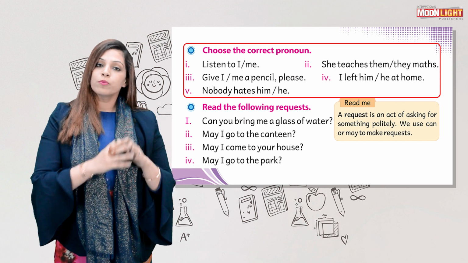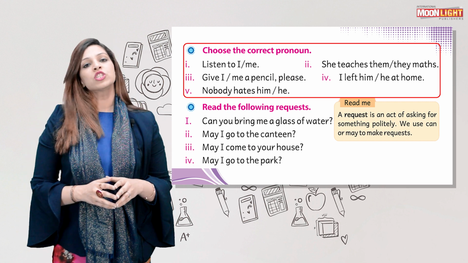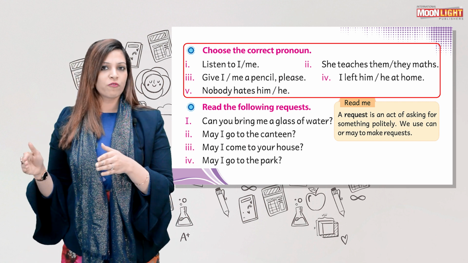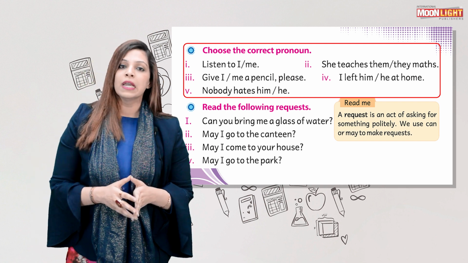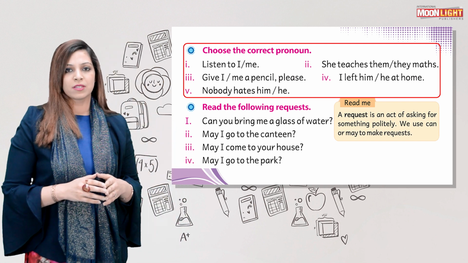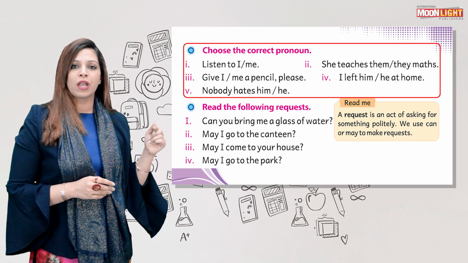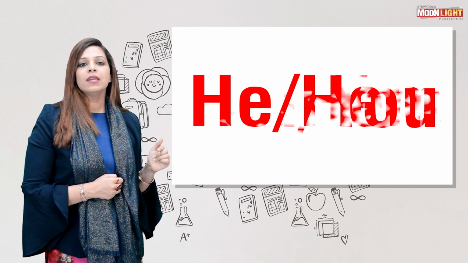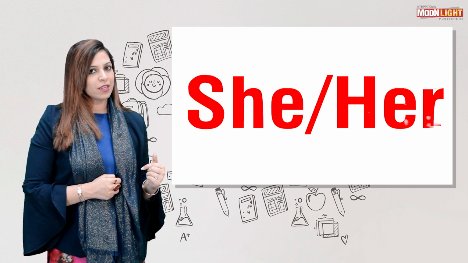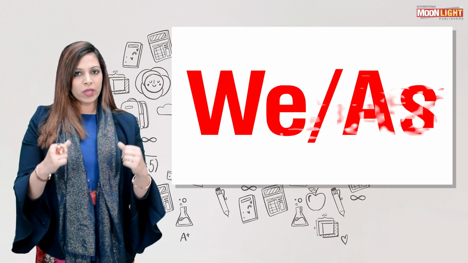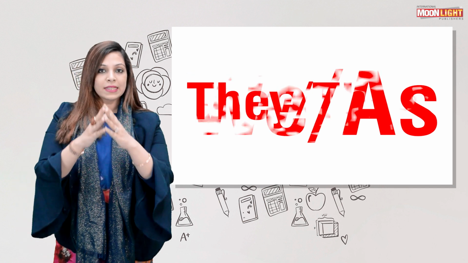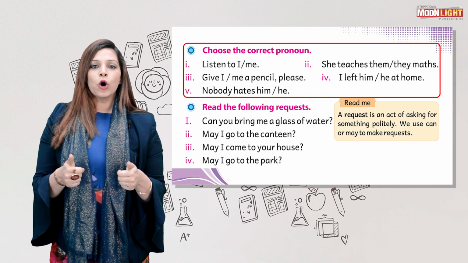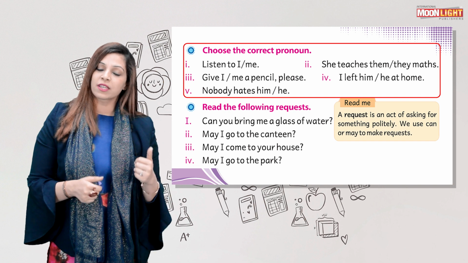There are objective pronouns too, which are not used in the beginning of a sentence but they are used in the middle or the end of the sentences. For I, the objective pronoun is me. You, he, him, she, her, we, us, they, them. I hope you have understood about the object pronoun.